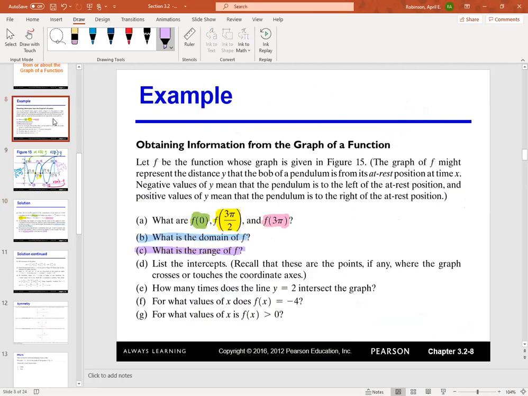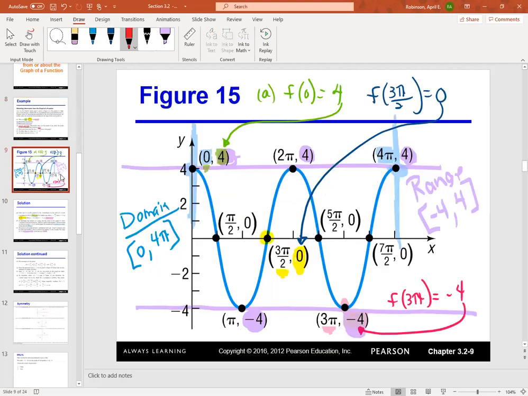All right, what's next? D. List the intercepts. Okay, we're going to list the intercepts. Recall that these are the points, if any, where the graph crosses or touches the coordinate axes. So you can have x-intercepts and y-intercepts. And this graph is getting more and more colorful as I go along. When I look at the y-axis, this is the only point that is crossing the y-axis.